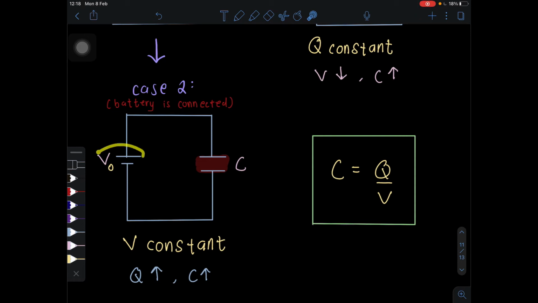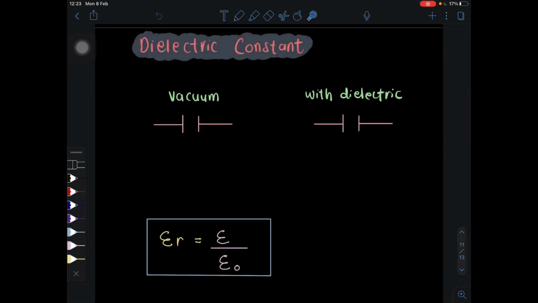The battery is still connected and we put in a dielectric, paper or glass or any insulating material, tissue, anything. Okay, next we have a constant we call the dielectric constant, or epsilon R here. Initially, this capacitor is in vacuum, meaning there is nothing placed inside. Here there is only air, which means it is in vacuum.